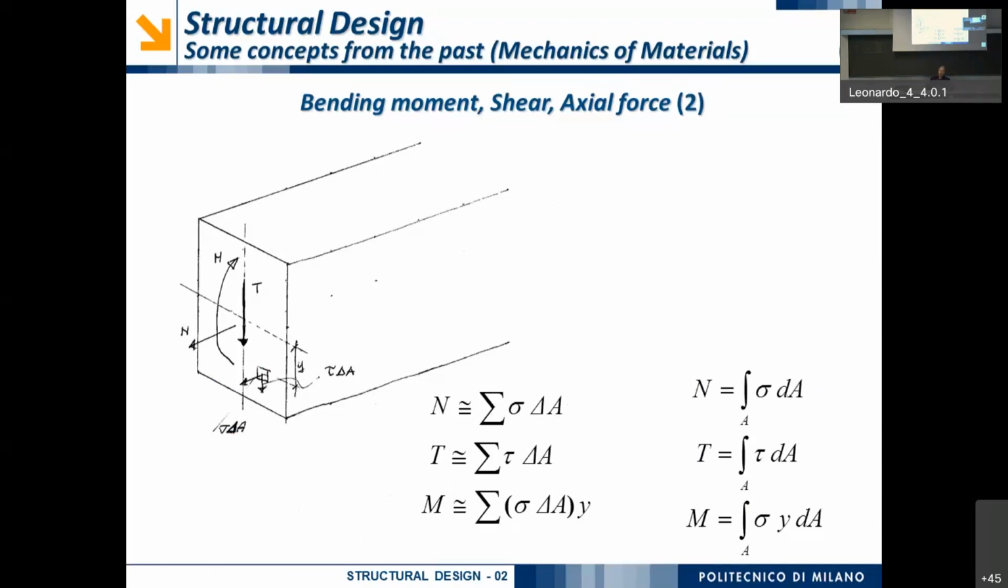the internal forces, bending moment, shear, and axial forces, are resultants, because generally, in the case of mechanics of materials, we are accustomed to refer just to the axis of the beam or that column. But let's look at this one.